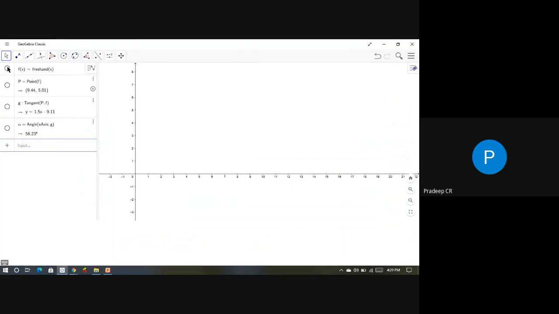So here is a freehand curve. There's just some curve, y equal to f of x. The curve equation is given to me. And now I pick up a random point on it. I want to talk of the curvature of this curve at some given point. So for that, I draw a tangent to the curve at that point, and I measure this angle psi. This angle is basically the angle the tangent makes with the positive x-axis.